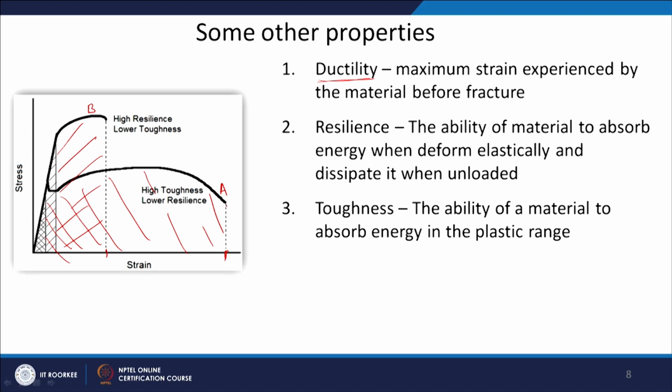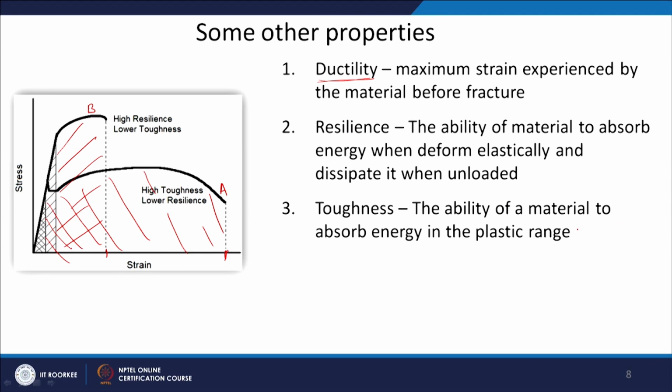But in general I can say from these two curves that toughness of A is more than toughness of B. The reason is that ductility of A is also more than ductility of B. And in terms of area also, you can qualitatively say that area under this curve is more than area under this curve. So, in this particular case, the ductility of A is more than ductility of B, and toughness of A is also more than toughness of B.